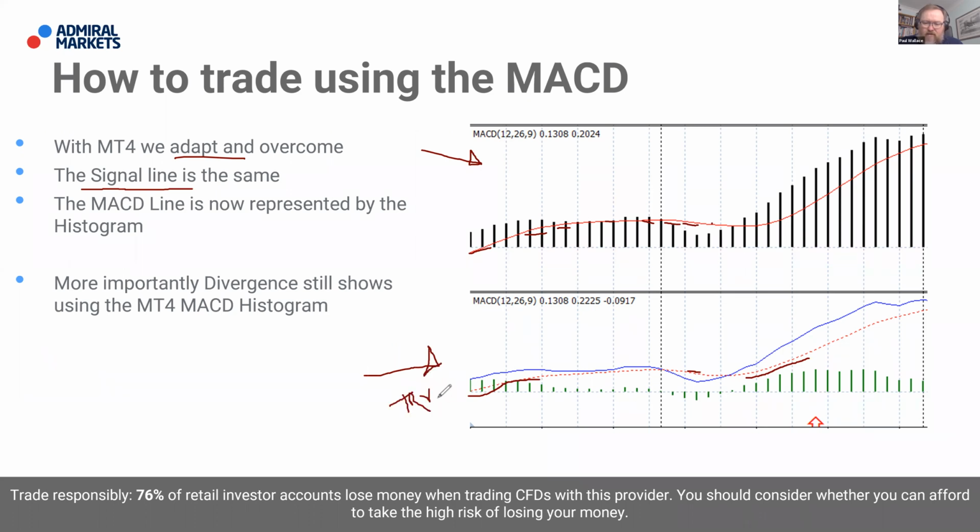As I say, please excuse my artistry. What we find now is the MACD line is represented by the histogram. If you were to draw an imaginary line along there, that is the same as the blue MACD line we see on traditional MACD. Most importantly, the divergence will still show using the MT4 MACD histogram, and we'll have a look at that in a moment on some charts.